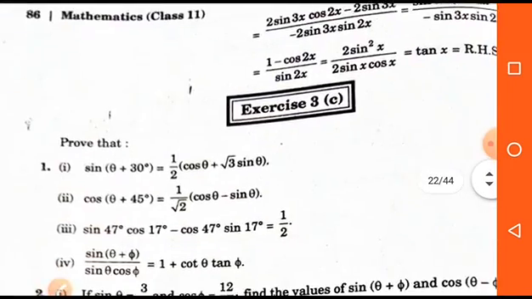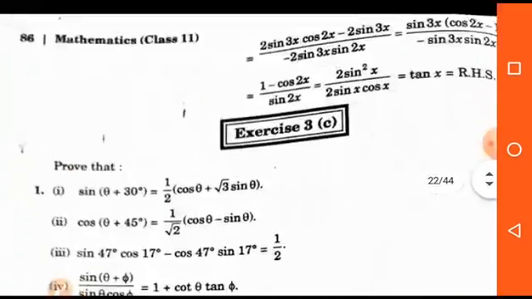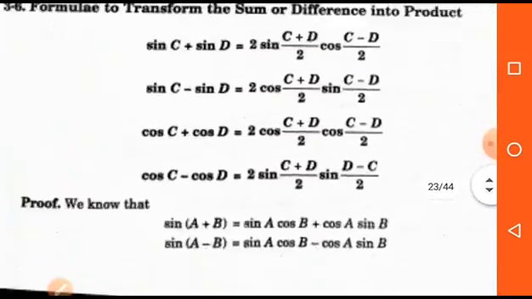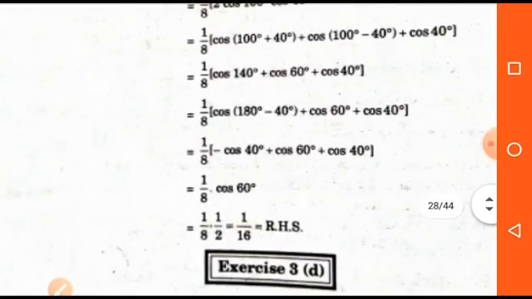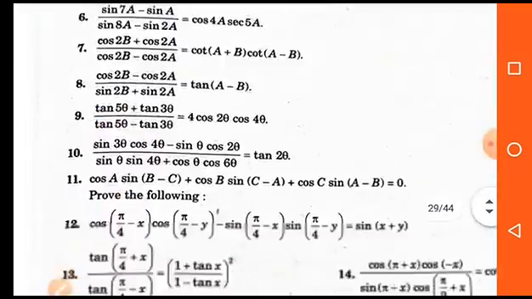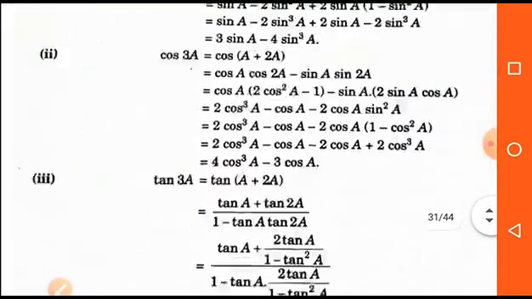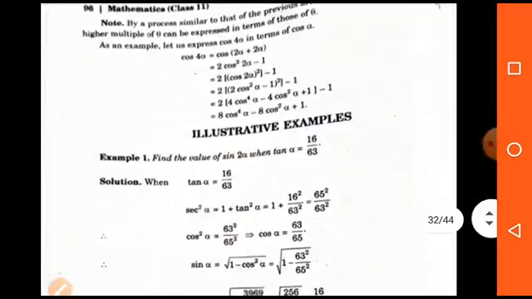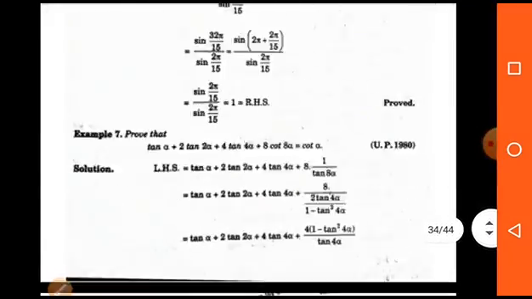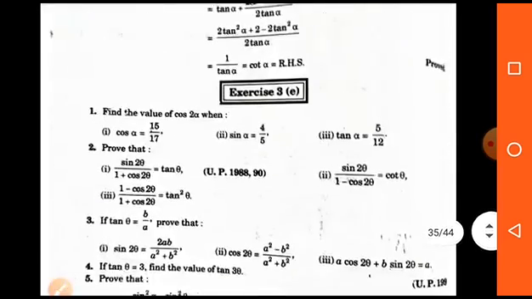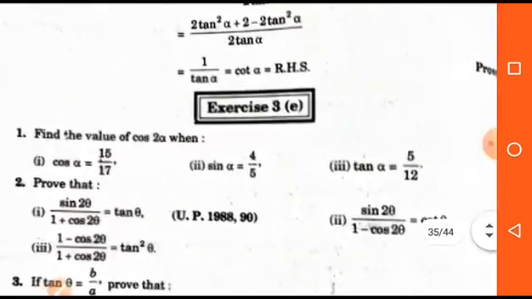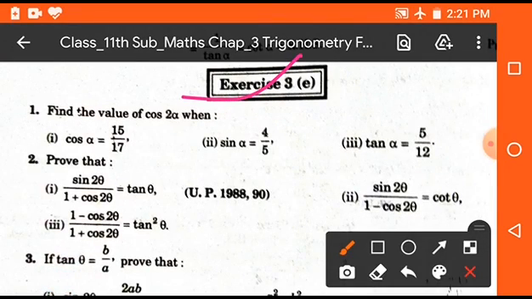Now students, exercise 3C is for your practice, and I gave you a number of questions for solving, and I think you all understand the problems and how we can use the formulas related to the questions. Clear students? So now I am giving you exercise 3E for your homework. This exercise is somewhat difficult.